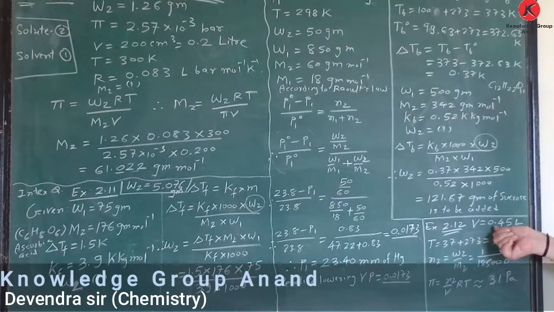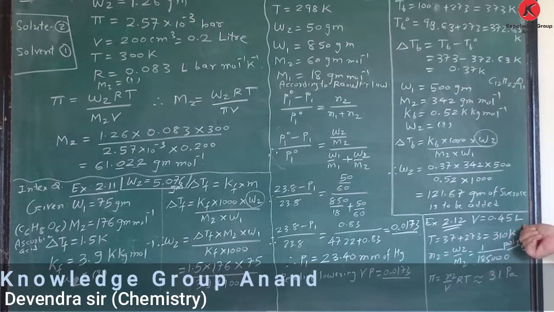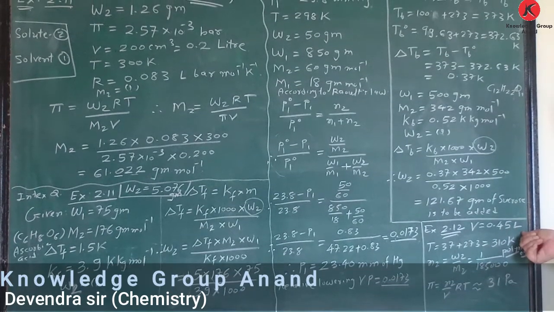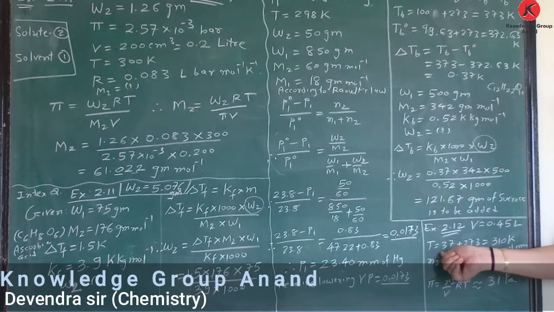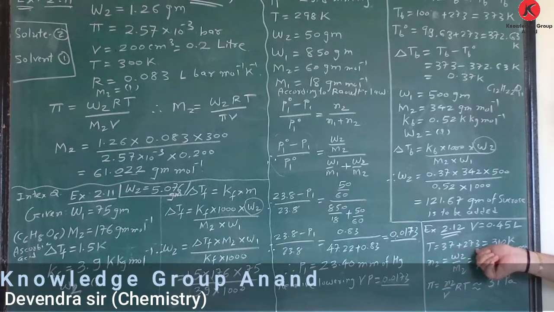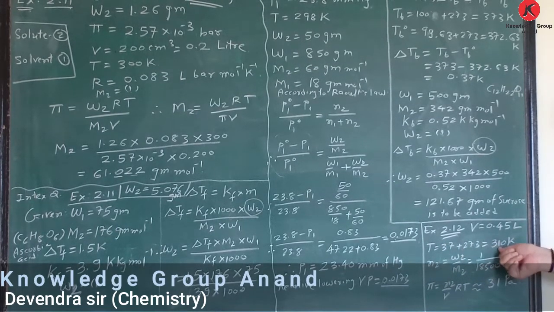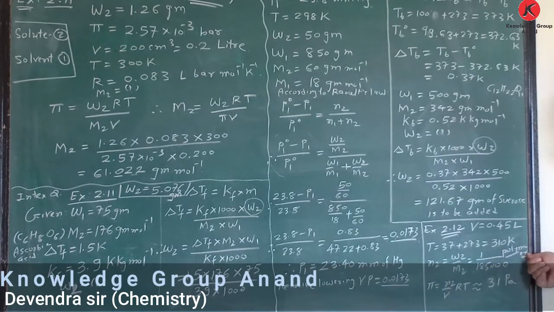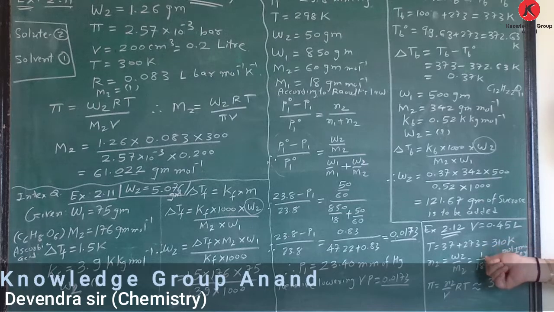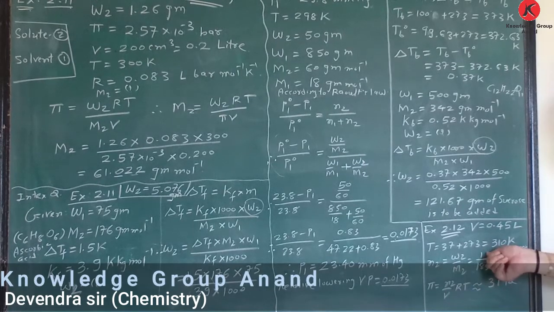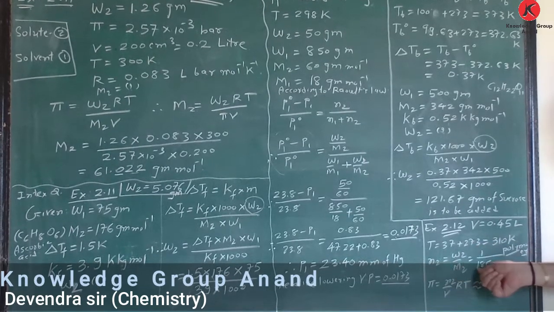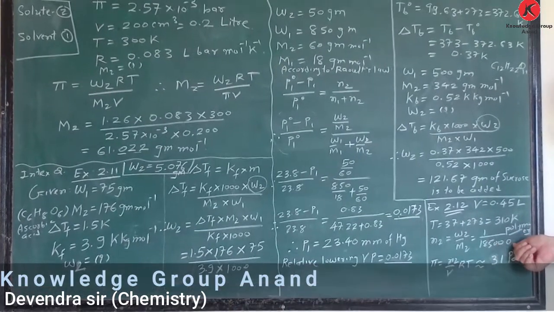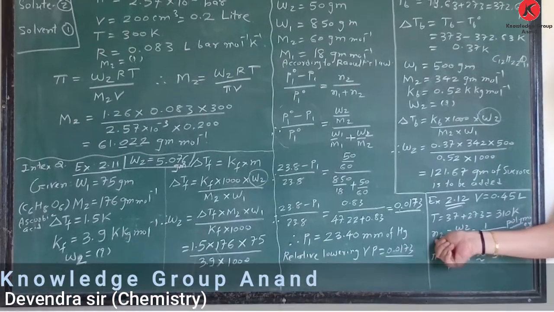Another example 2.12, which is very easy. V is equal to 0.45 liter. Whatever ml is given, you have to convert in terms of liter. T is equal to 37 plus 273, so you get 310 Kelvin. N2 is nothing but W2 divided by M2, and this polymer is given as 1 gram, which is dissolved in the solution. M2 is 185,000. So this is the moles of polymer obtained.